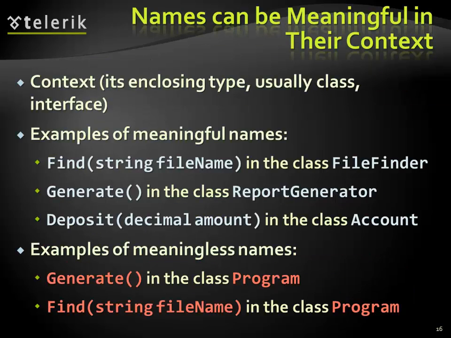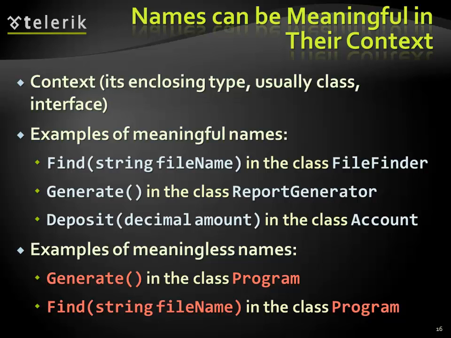Sometimes for shortness and conciseness you can use meaningful names within a context. For example, in the context of a file finder class, the method find is clear enough. You don't need to name the method find files or find file, because it's clear that within file finder the find method would be finding files. A method generate in report generator is also clear within the context, and method deposit in the context of an account class is also clear. Method generate is not as clear in the context of a class called program or a class that is not clearly defined.